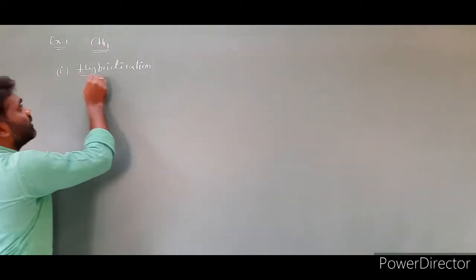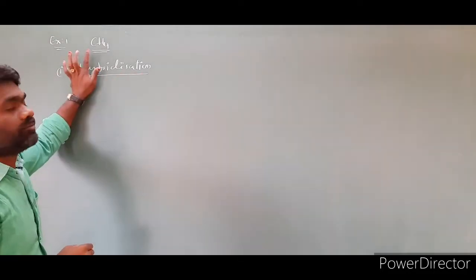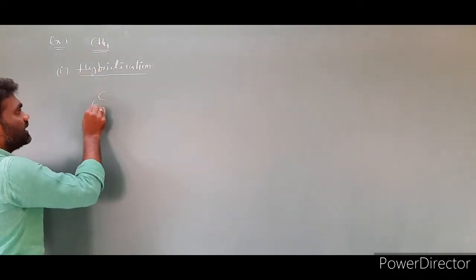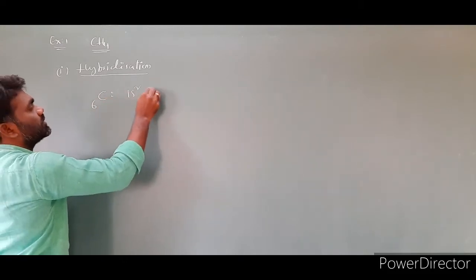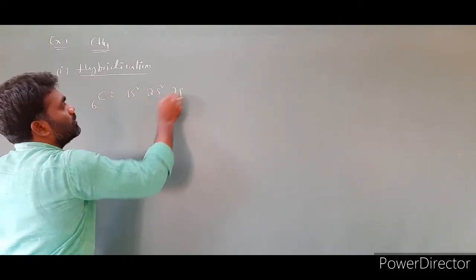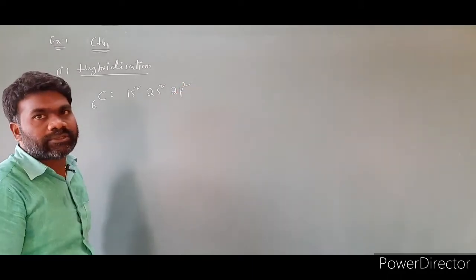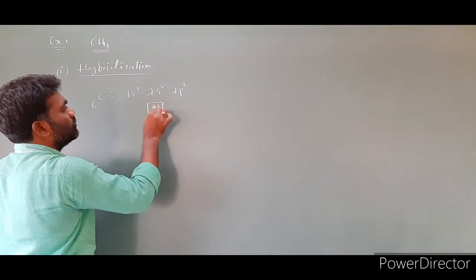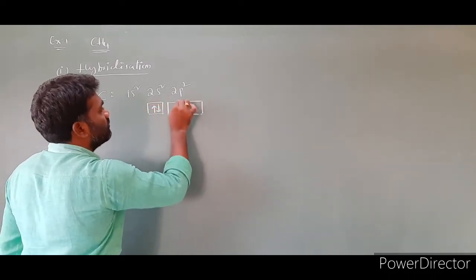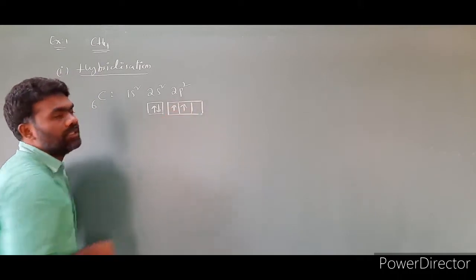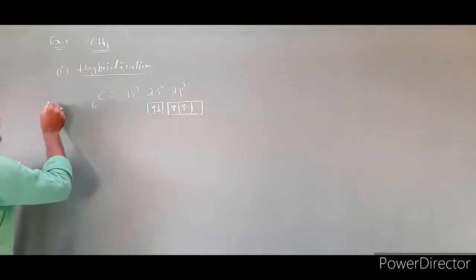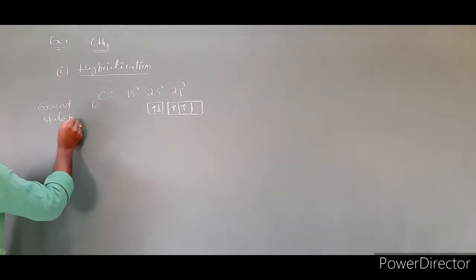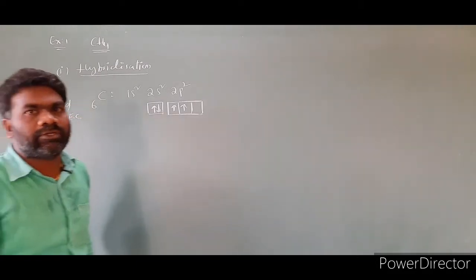Then in step 1, what we have to do? First we have to take the central atom. Central atom, carbon, atomic number is 6. Write its electronic configuration: 1s2, 2s2, 2p2. Write the orbital diagram for it. This configuration is called what? Ground state. It is the ground state electronic configuration.